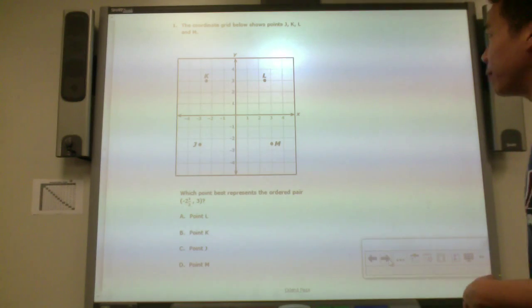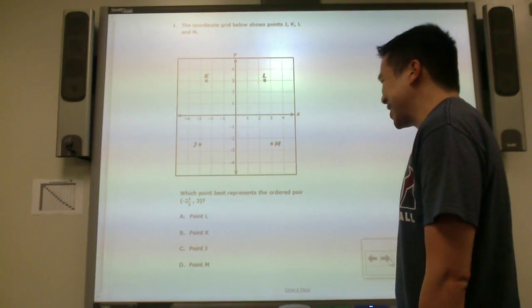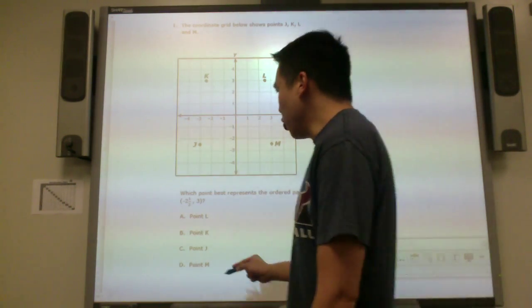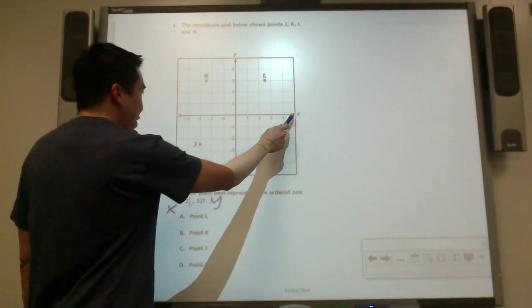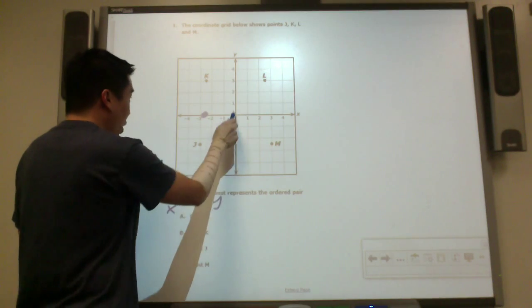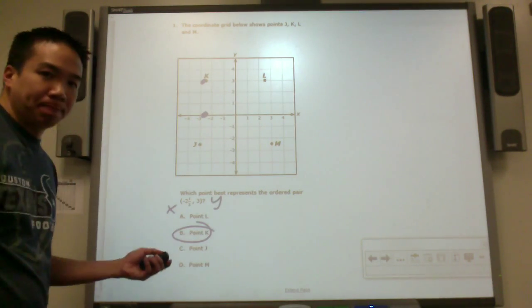The coordinate grid below shows points J, K, L, and M. Which point best represents the ordered pair (-2.5, 3)? Well, we know the first one is x, the second one's y. So -2.5 on the x-axis, it's going to be somewhere right here. And then 3 on y, it could be somewhere up. So K is the answer, B.